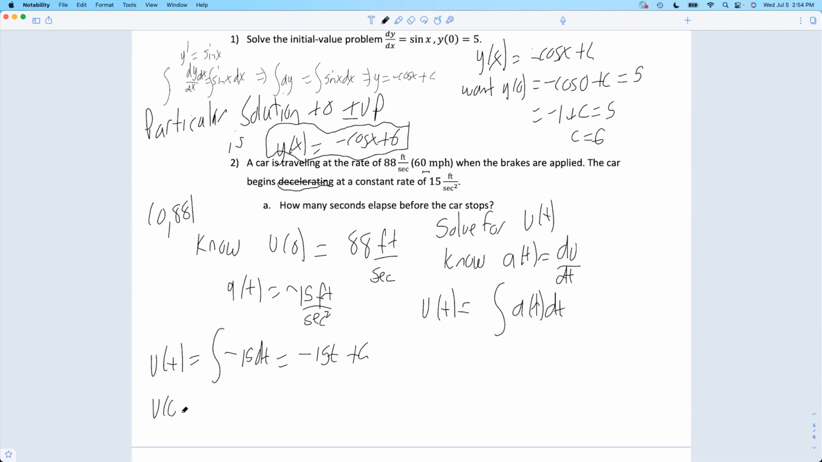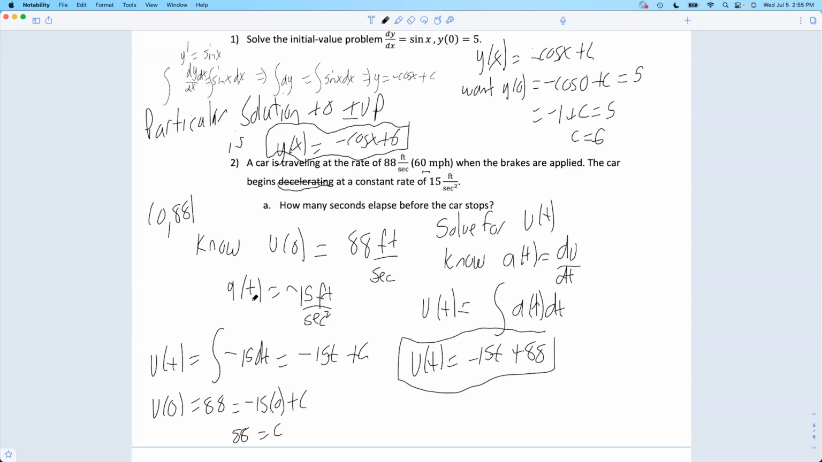So I'm told v of 0 equals 88. But what is v of 0? That would be negative 15 times 0 plus c. So c equals 88. That tells me my particular solution will be negative 15t plus 88. Okay. Now I can figure out how long it takes until the car stops.